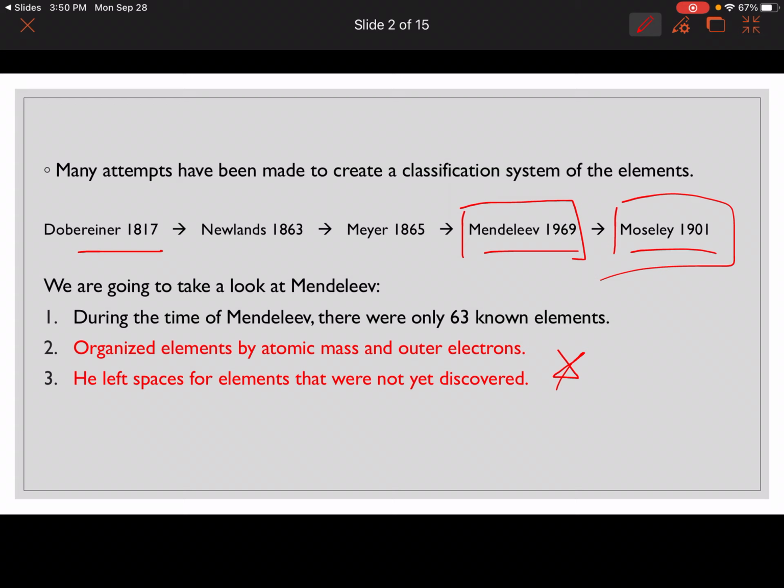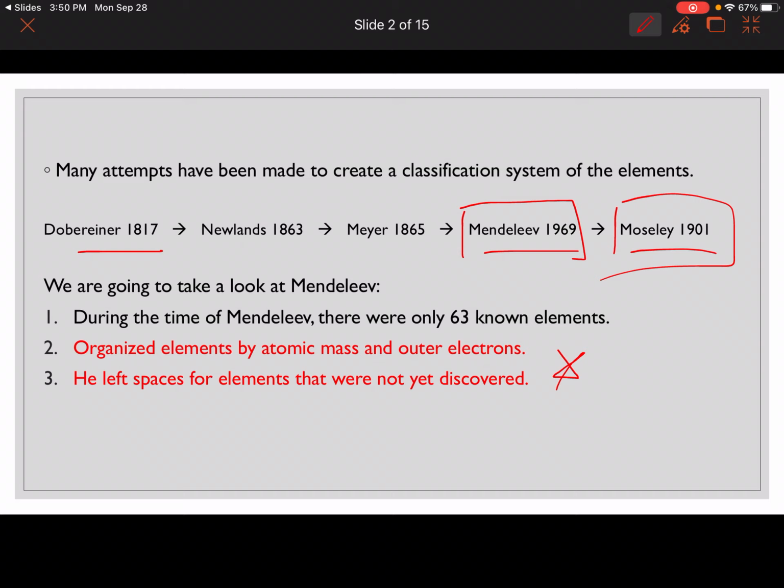During the time of Mendeleev, there were only 63 known elements, so quite a few less than there are now. You can write down point number 2 in that big box here. Number 2, you're going to write down: organized elements by atomic mass and outer electrons. So Mendeleev, in his periodic table, organized the elements according to atomic mass and outer electrons.